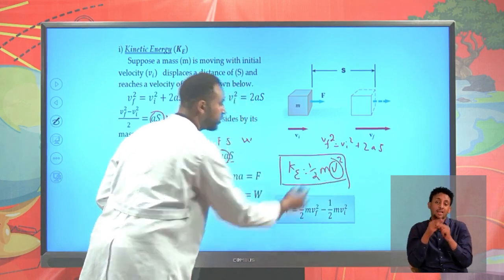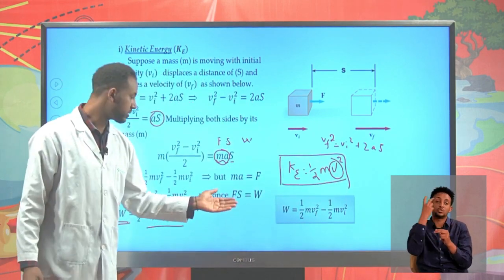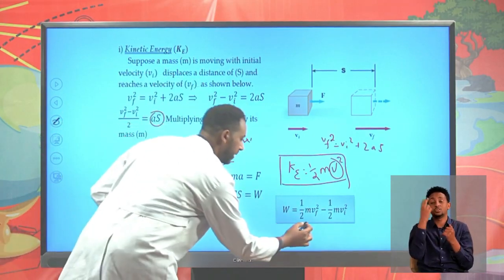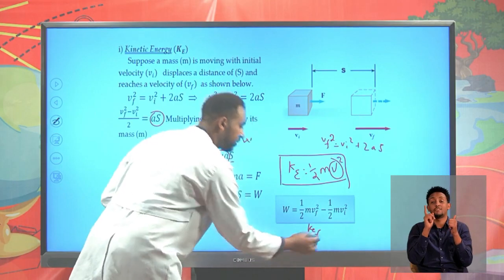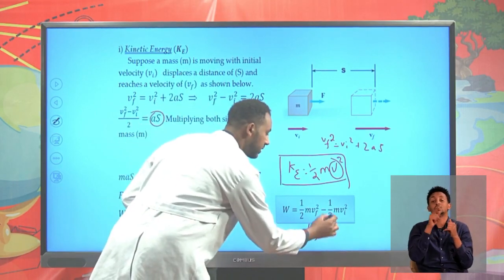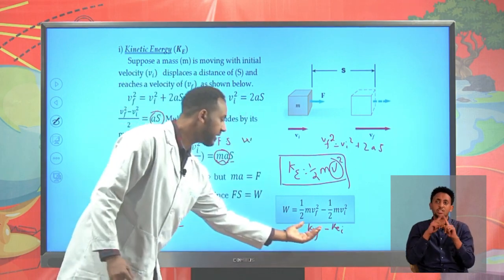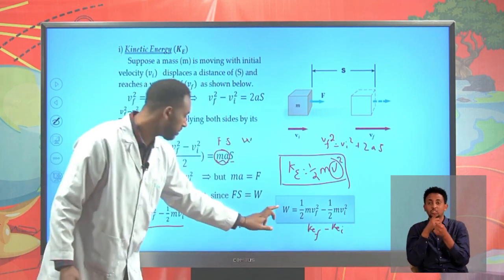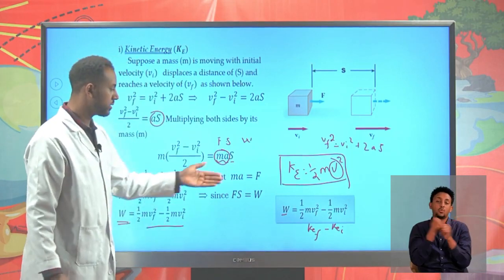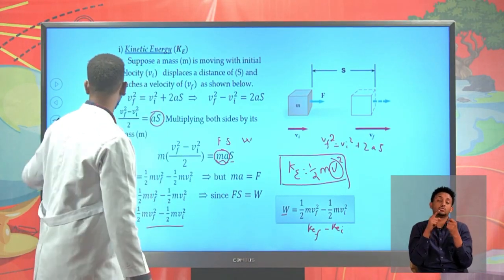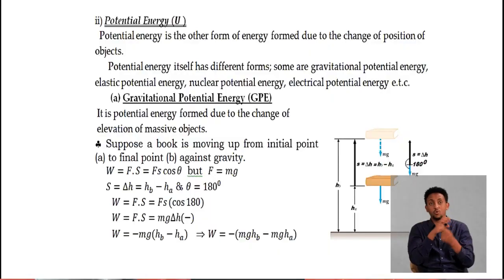It is all energy due to the velocity v. One half m v final squared is the final kinetic energy, due to the final velocity, and this one is the initial kinetic energy. Therefore, the difference in kinetic energy enables us to perform mechanical work. This is the first form of energy, due to motion. The other is energy due to change of position, known as potential energy. We'll see about that.